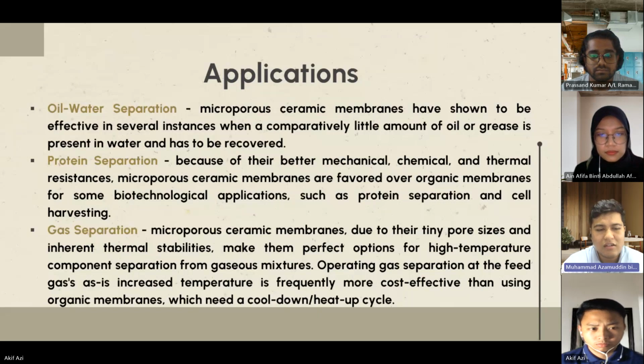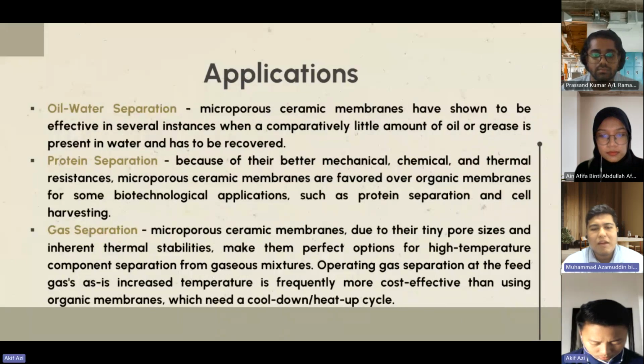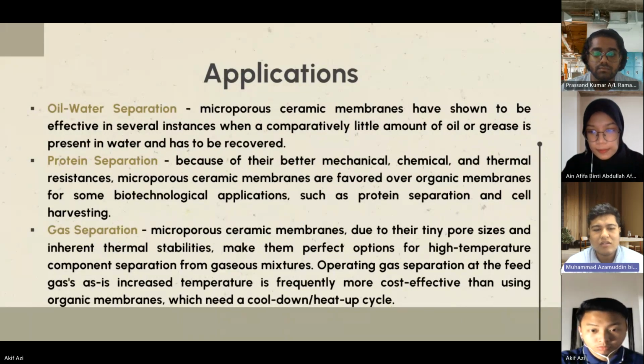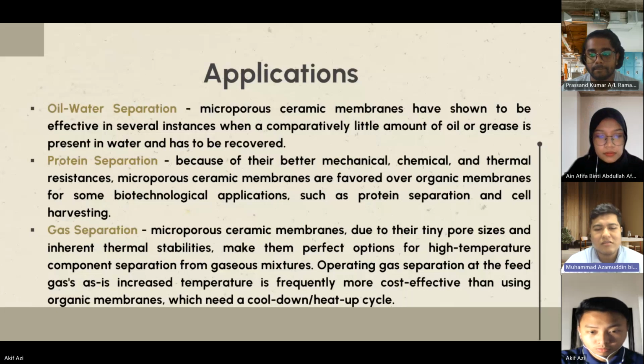Now the third one, gas separation. The microporous ceramic membranes, due to their tiny pore size and inherent thermal stability, make them perfect options for high temperature component separation from gaseous mixtures. Operating gas separation at an increased feed gas temperature is frequently more cost effective than using organic membranes, which need a cool down or heat up cycle.